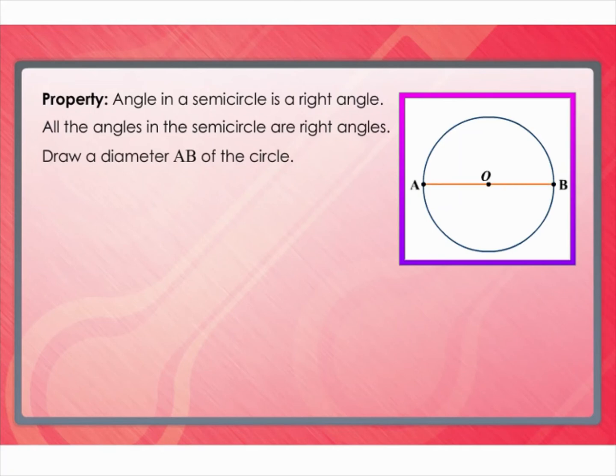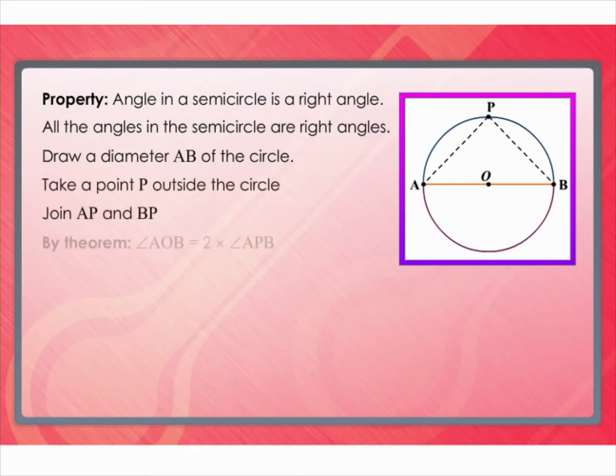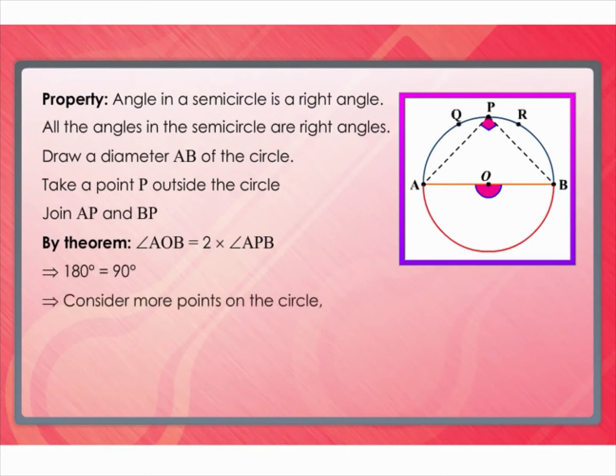Now consider arc AB. Take a point P outside AB on the circle and join AP and BP. By the theorem that states the angle subtended by an arc at the center is double the angle subtended by the arc at any point on the circle, we have angle AOB is equal to 2 multiplied by angle APB. Since AOB is a straight angle, we get angle APB is equal to 90 degrees.